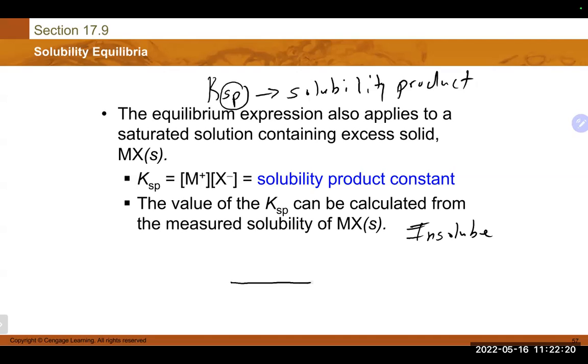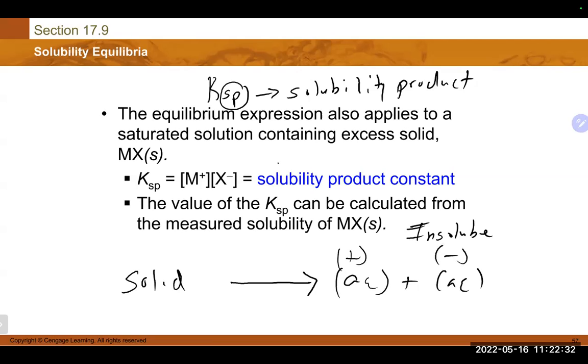The reactions are always set up this way. It is always the solid over here, and it's always aqueous ions on this side, like positive and negative ions. Like for example, if you take silver chloride, which is insoluble, we'll make silver ion and chloride ion here.